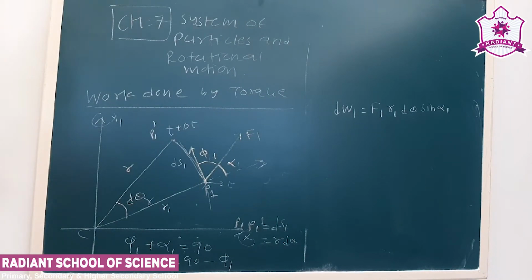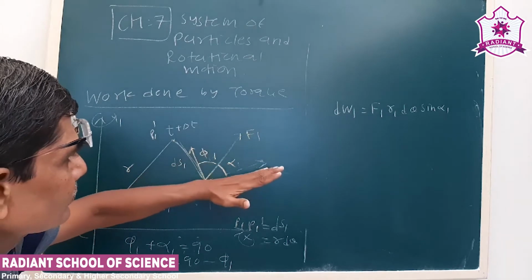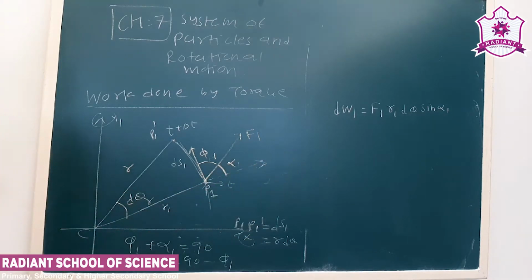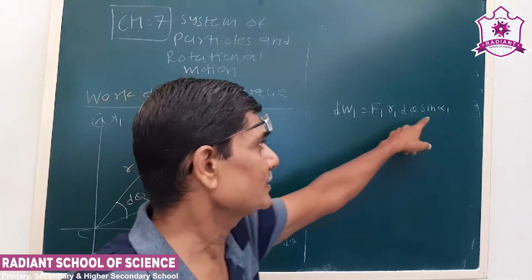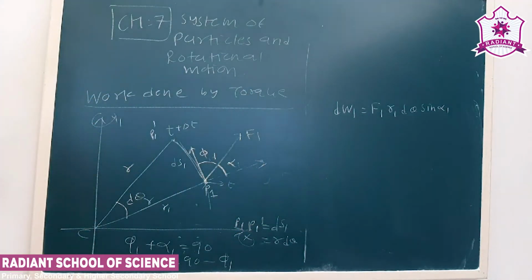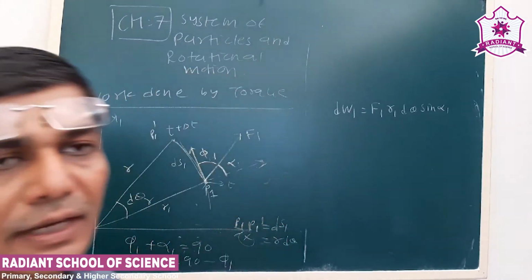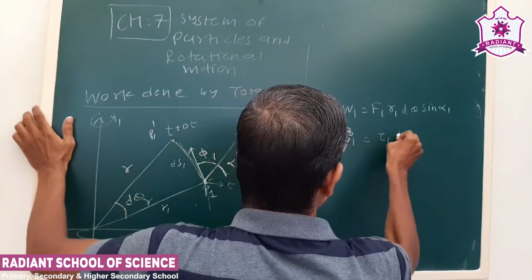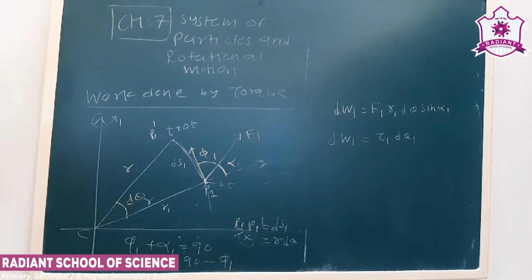Now this is the work done on one such particle. The cos alpha 1 component of the force will be in the direction of the position vector, so the work done due to it will be 0. This F r sin alpha is nothing but torque, because torque is equal to r cross F, which is r F sin alpha. So this work done dW1 will be tau 1 into d theta 1.